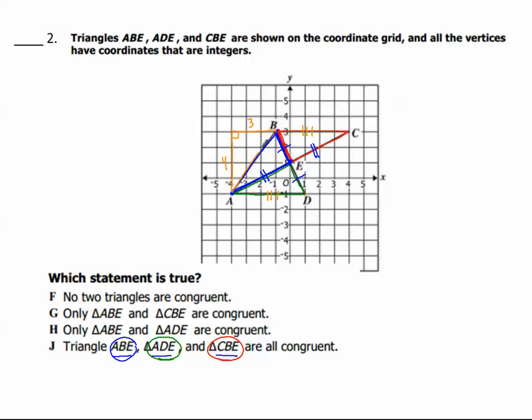Sometimes we have to use Pythagorean theorem to find that missing side. So from A to B, from this point to this point, will be the square root of 4 squared plus 3 squared, or 16 plus 9, or 25, and the square root of that is 5. So just like we counted 5 in this direction, it's also 5 in this direction. So it is true that all three of these triangles are congruent. We did it!